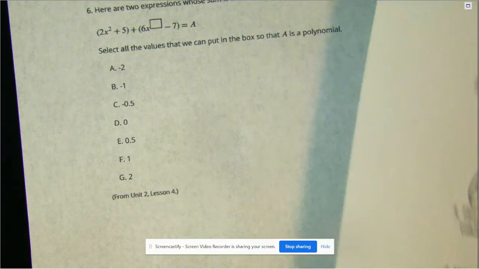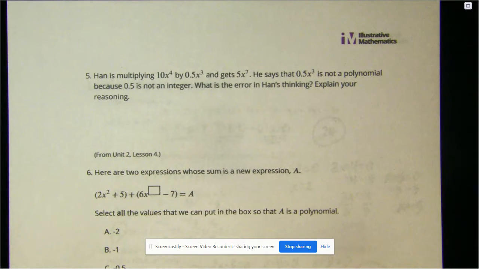All right. Number 5. Han is multiplying 10x to the 4th by 0.5x to the 3rd and gets 5x to the 7th. He says 0.5x to the 3rd is not a polynomial because 0.5 is not an integer. What is the error in Han's thinking? The numbers in front of the variables can be non-integers. It's the exponents that have to be integers.